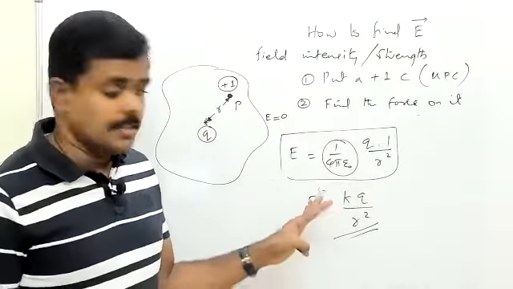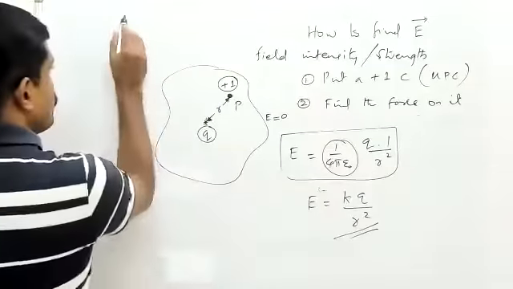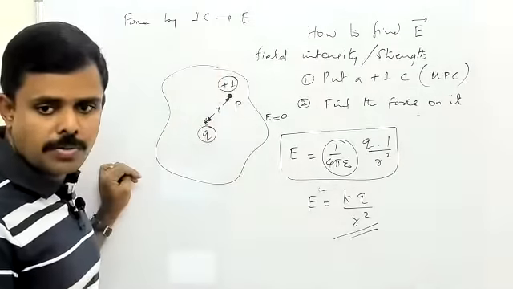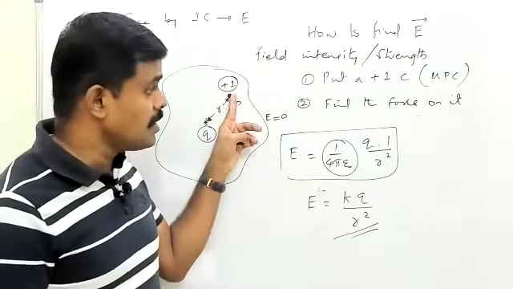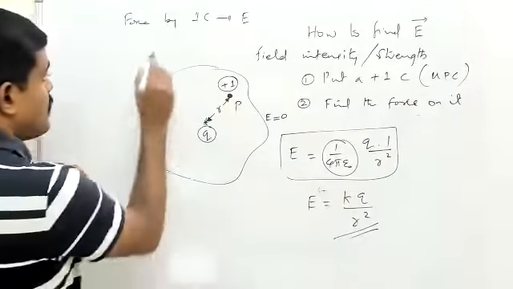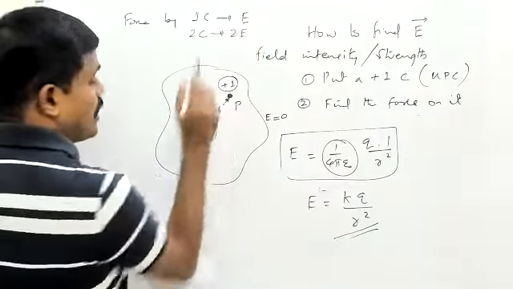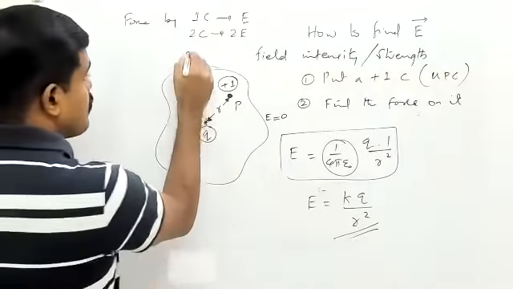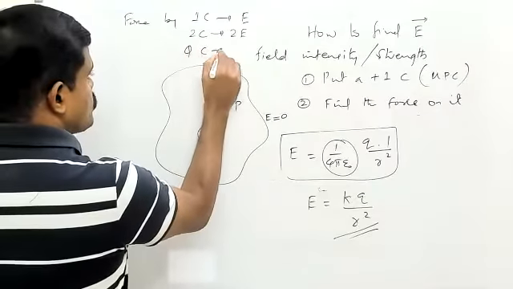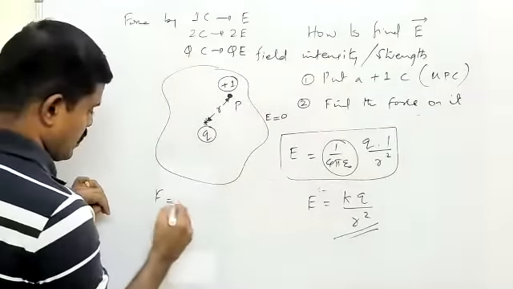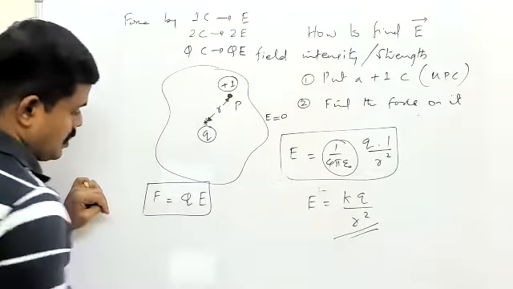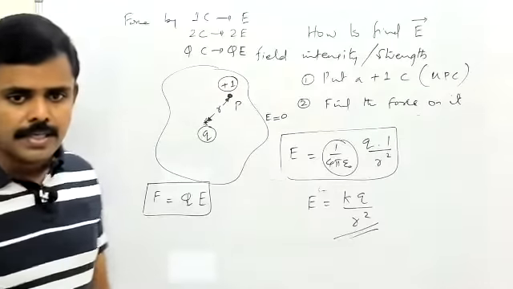So this is basically the force experienced by 1 coulomb. Force by 1 coulomb is E. What did we call E? Force experienced by 1 coulomb charge. What if it is 2 coulomb? 2E. What if it is 5 coulomb? 5E. 10 coulombs? 10E. So what if it is Q coulomb? If I place another Q coulomb, that will experience a force QE. That equation is also very, very important. Force experienced by a charged particle inside an electric field is Q times E.